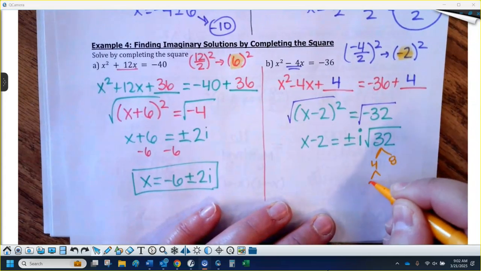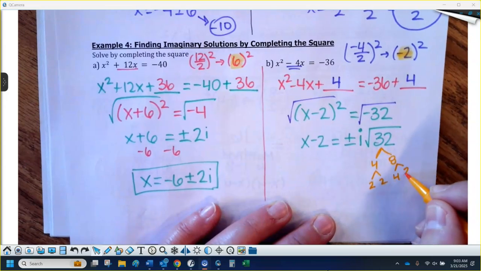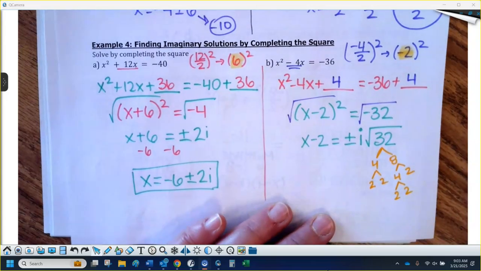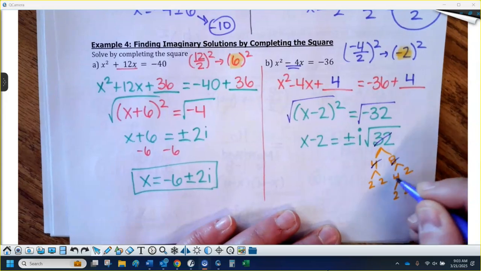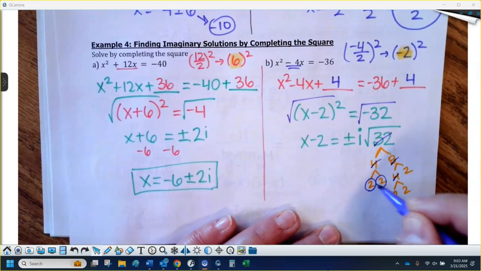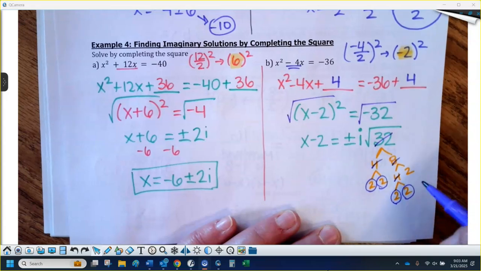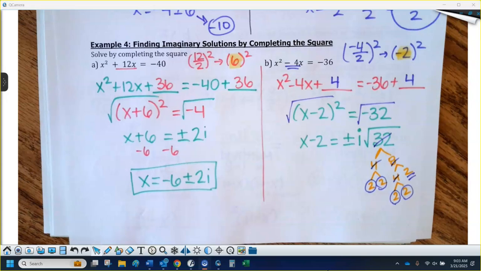Okay, 4 is 2 and 2. 8 is 4 and 2. And then 4 is 2 and 2 again. So I broke down the 32, the 4, the 8, and this 4. You have a pair of 2s. Then you have another pair of 2s. And there's 1 2 that does not have a partner in that question.